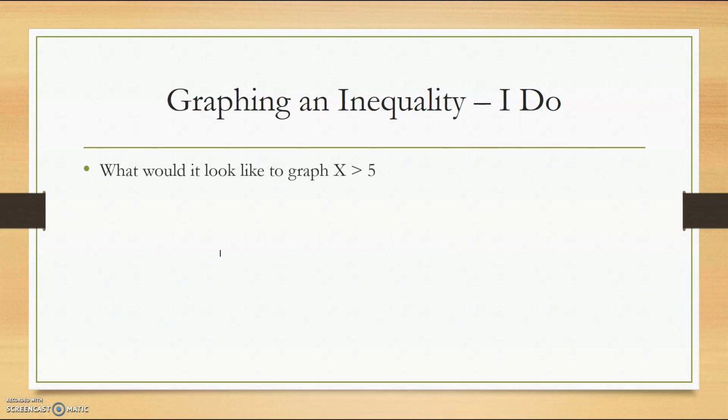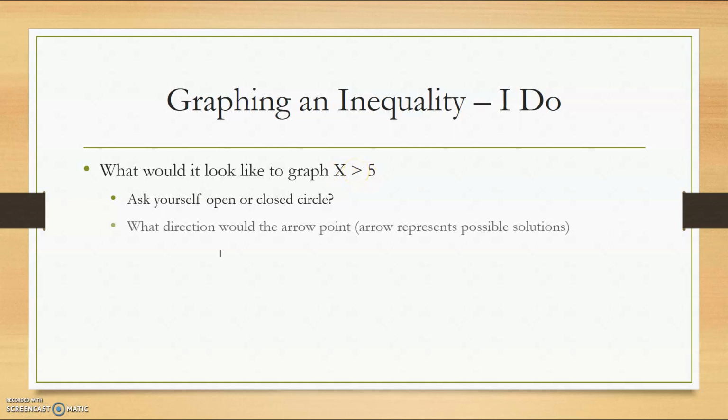So our first example is x is greater than 5. So what would that look like? So you're going to ask yourself first, would I have an open or closed circle? If I have an open circle, that means there is no or equal to bar underneath that inequality sign. If I have a closed circle, there is an or equal to bar at the end of that inequality. So in this case, since it's only greater than and not greater than or equal to, we're going to have an open circle. And then you need to ask yourself, what direction would the arrow point? Meaning, where would the arrow represent possible solutions?